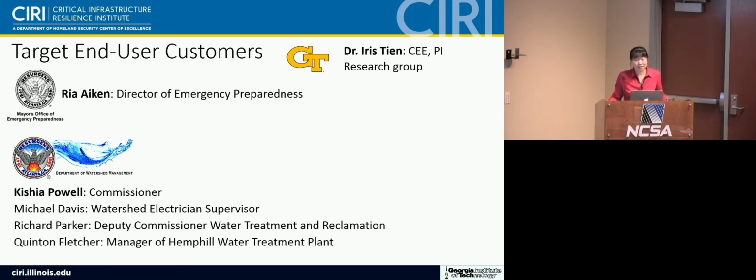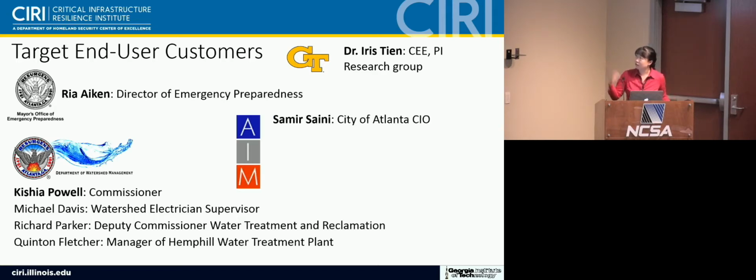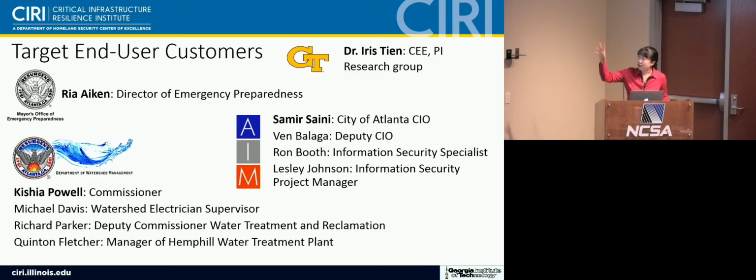A lot of it is about education about interdependencies and making the case that it's important to think more broadly about your system, the potential vulnerabilities that your connections introduce, and how that might change over time. Then with Atlanta Information Management, we started with the city CIO, Samir, and we've been working also with these people listed here. This is a lot of people involved in information security. If we are collecting data, like monitoring data, for example, how do we integrate that into our risk assessments? Information security is a big part of that.